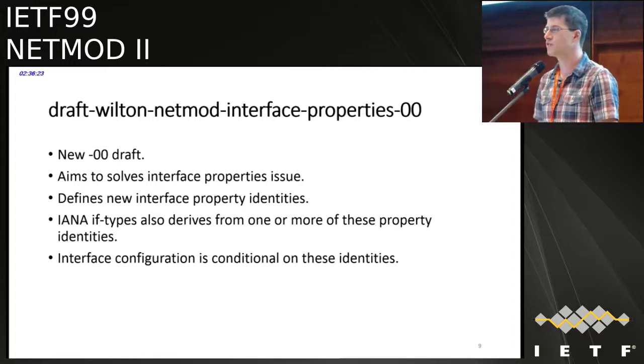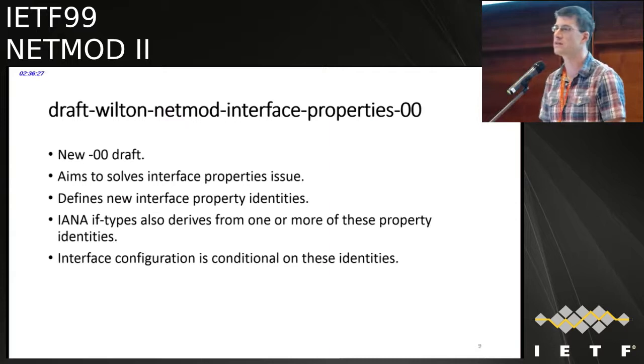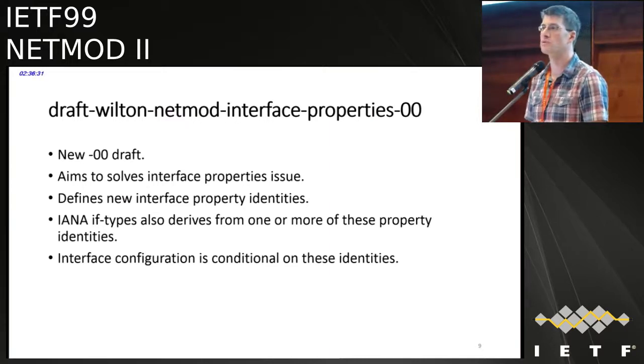Right, so that covers what I've done to those two drafts. I want to quickly talk about my new draft and what it's proposing to solve. That's the interface property issue. Glenn, do you want to comment on the previous one?